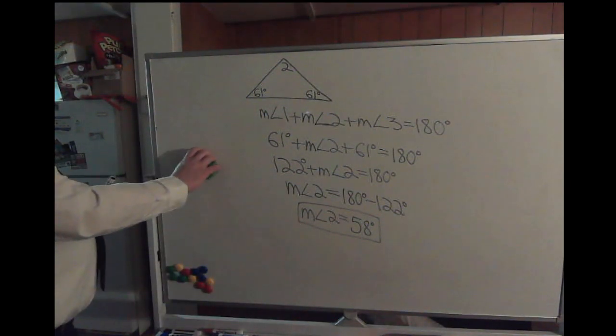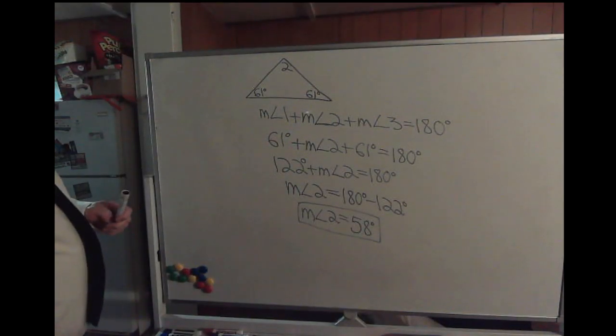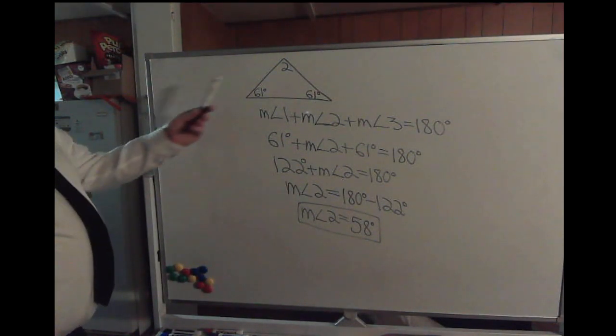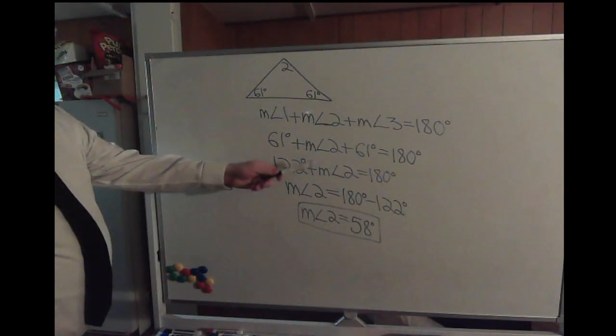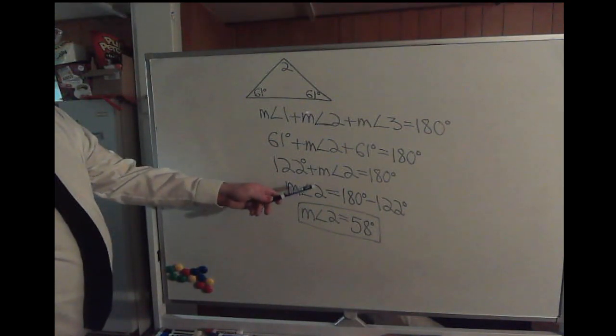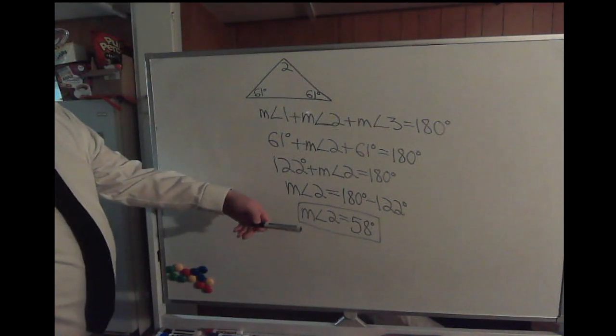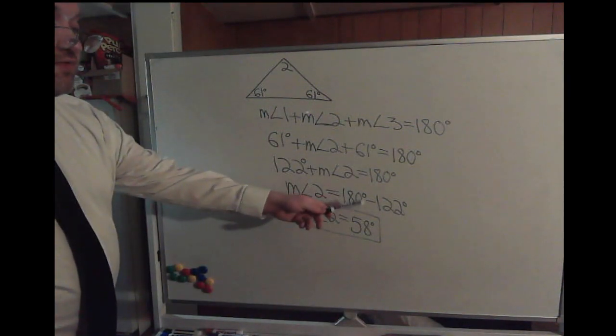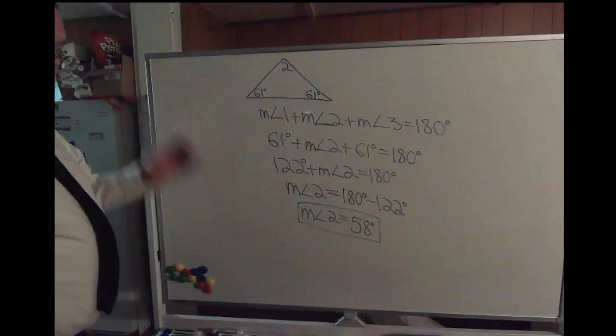You could do it with more examples, but that's how you solve for a missing angle of a triangle. You just add up the two angles you have plus your missing angle, and then you isolate the missing angle by itself like a variable, subtract the sum of the angles that you have so far from 180, and you'll get your missing angle.